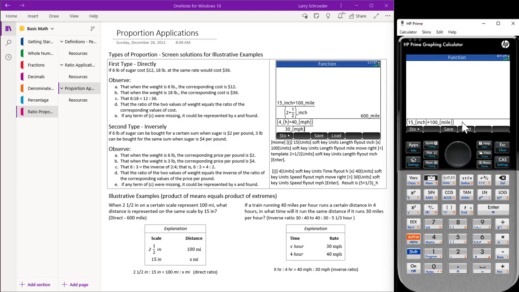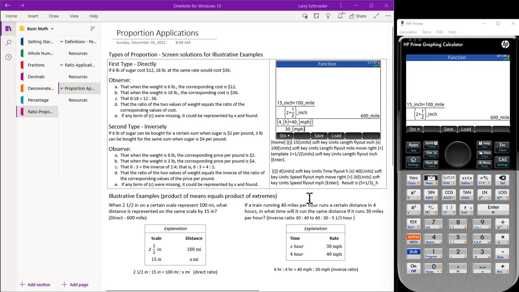Get outside of our parentheses, divide parentheses 2 plus 1 divided by 2 for our fraction. Get outside of our parentheses, unit length inches, press enter. Get the answer to be 600 miles.